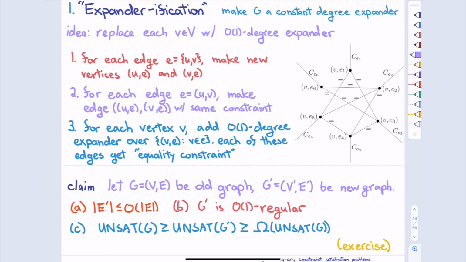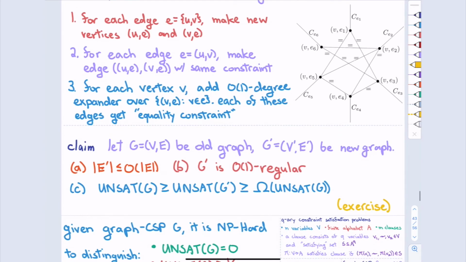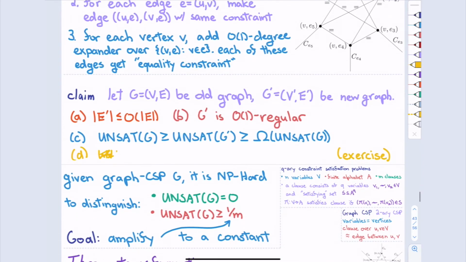The last one is a little bit trickier. I have to think about it, but I'll make sure there are enough hints on the homework. The last one is that the spectral gap of gamma is at least some constant. This escapes me a little bit at the moment. I have to think about why, but I'll do that offline.